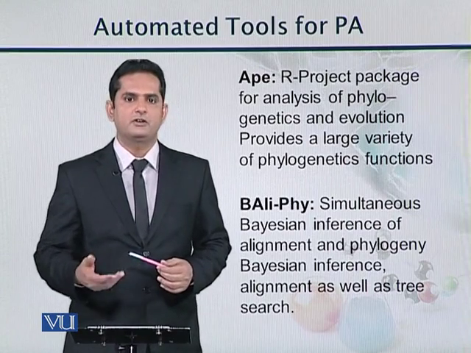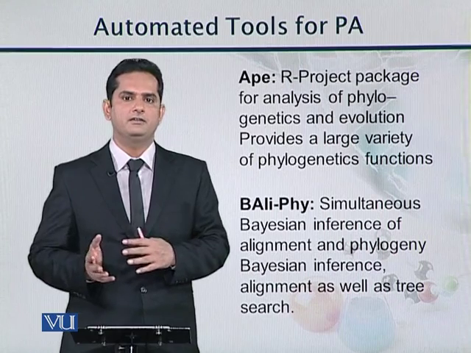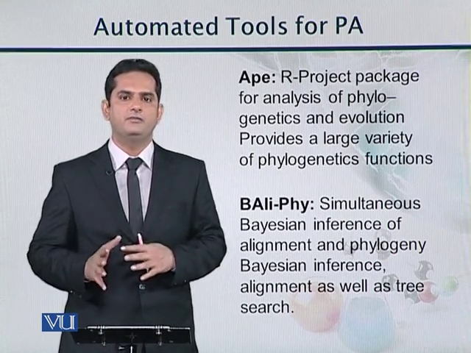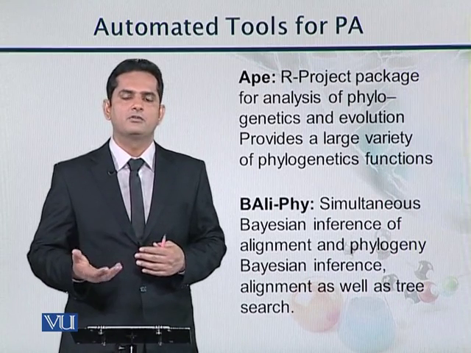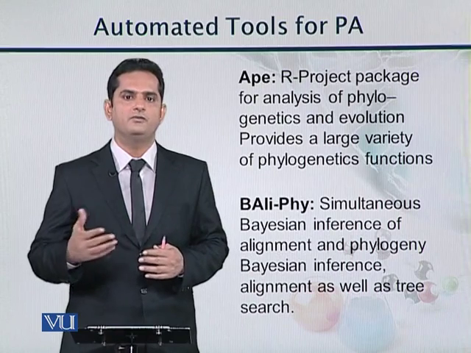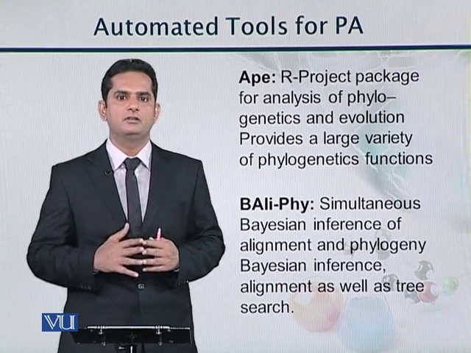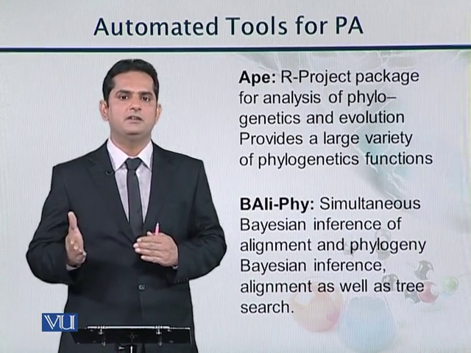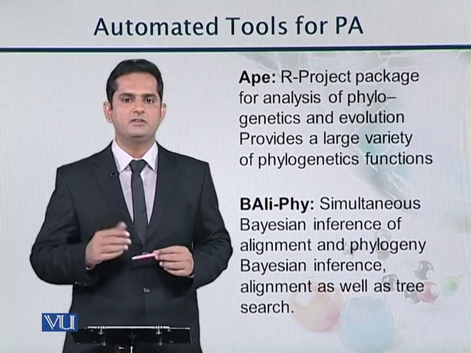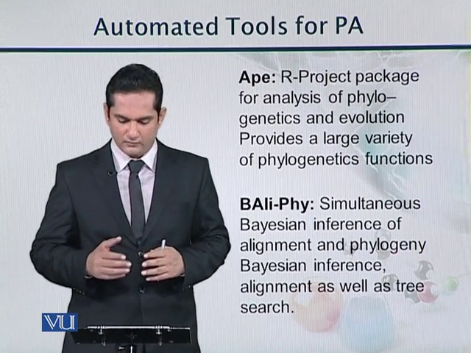So now I will give a list of some useful softwares for phylogenetic analysis. Here I want to make one thing clear: this is not a very exhaustive list, it is just a list which consists of commonly used softwares for construction of phylogenetic analysis, and these tools follow different stages of phylogenetic analysis. For example, number one tool is called APE, which is based on the R programming language, which is very similar to MATLAB.